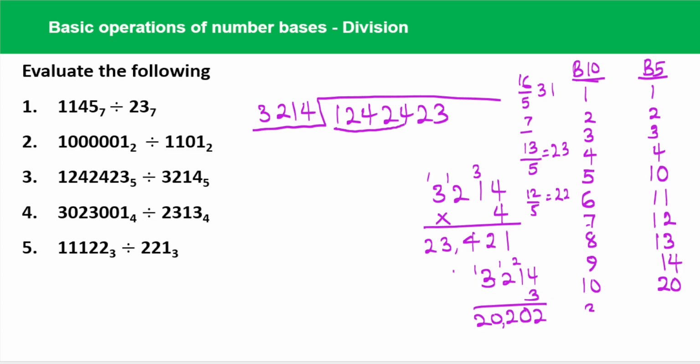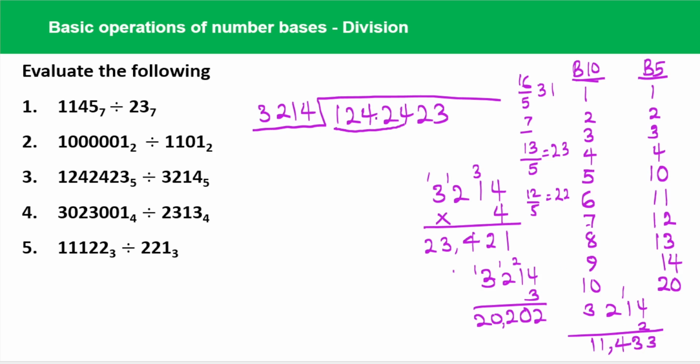Let's see what twice will give us. 3 2 1 4 times 2. 2 times 4 is 8. 8 in base 5 is 1 3. So we write 3, we carry 1. 2 times 1 is 2 plus 1, that will give us 3. So 3 is the same as 3 in base 5. 2 times 2 is 4, this will be 4. 2 times 3 is 6. 6 in base 5 will give us 1, 1. So here we have 1, 1, 4, 3, 3.